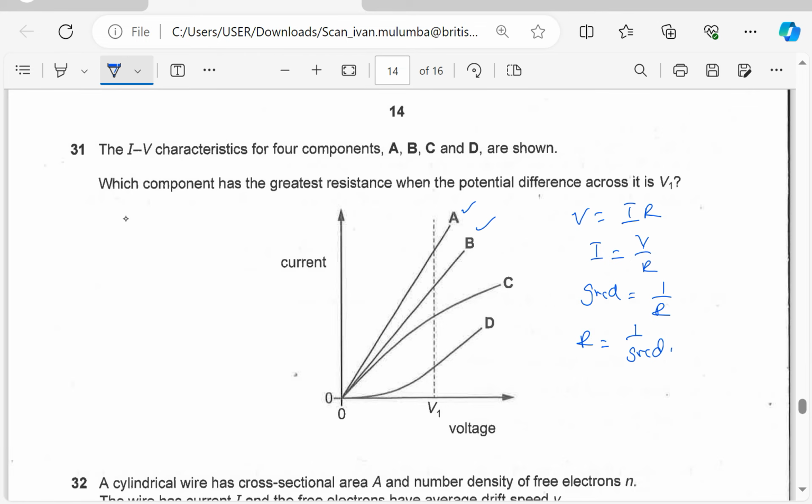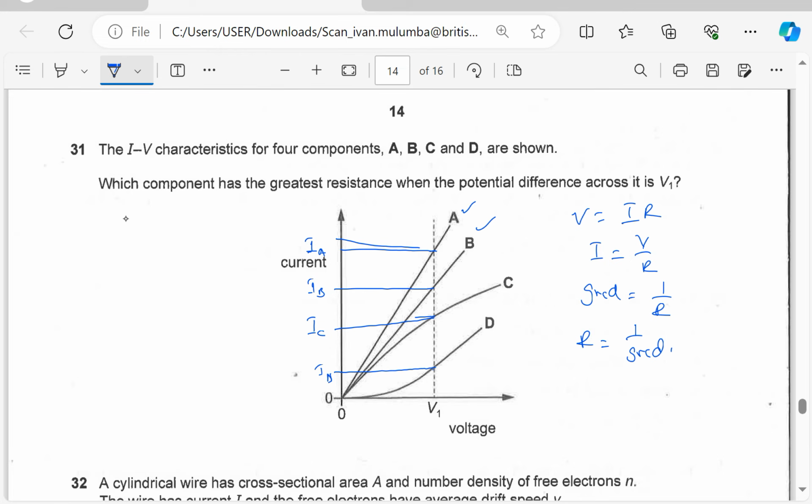But if I look at this, maybe I can take V1 for this one, compare with this, just compare these two ones. So let's see. I'm going to call this one ID. I'll call this one IC, IB, and I'll call this one IA.